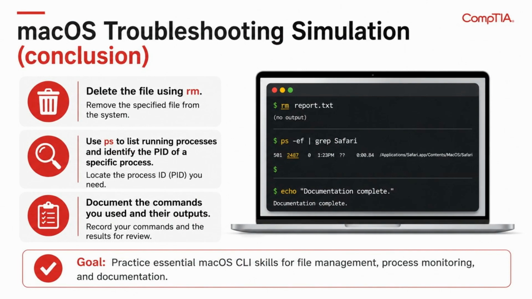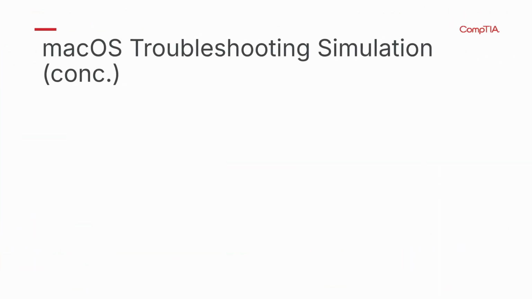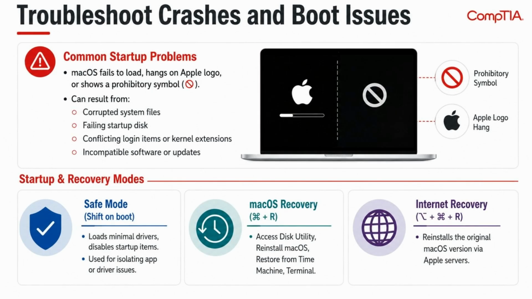Time for a simulation. macOS troubleshooting. A user reports an unresponsive application, a system that fails to boot properly, and an accidentally deleted file that needs restoring. Use Force Quit to close the unresponsive app. Access the recovery menu to troubleshoot the boot issue, and use Time Machine to restore the deleted file. Continue the simulation by documenting the steps you took for each scenario, and be ready to discuss how these tools, Force Quit, the recovery menu, and Time Machine, enhance macOS troubleshooting overall.